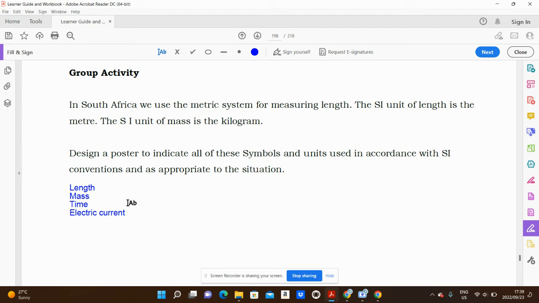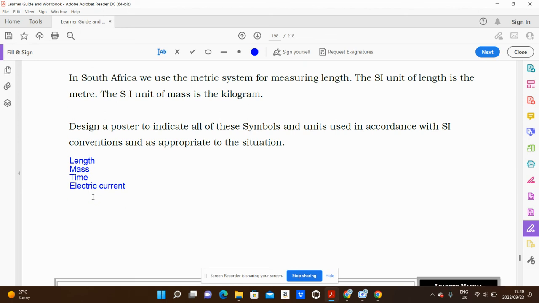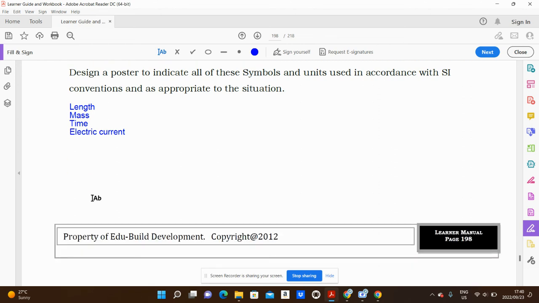And then you are going to do a poster indicating these symbols and indicating where they are best used. So for example, you're going to put a massive bag of flour, and you're going to say to measure this flour, we use the SI unit of mass, which is the kilogram. And so under the flour, you can put the word mass, you can put equals kilograms, for example.